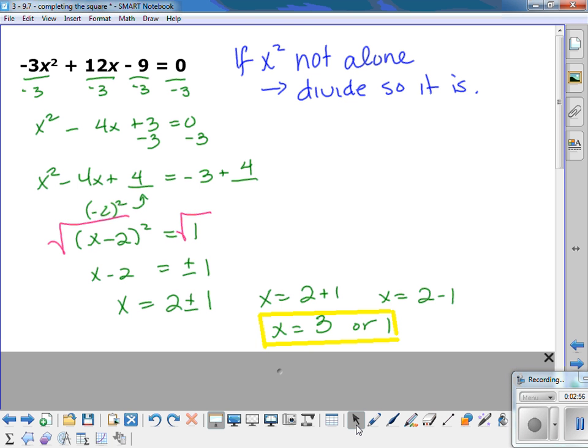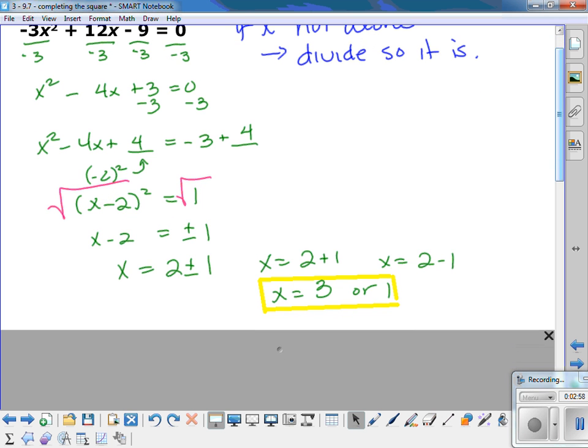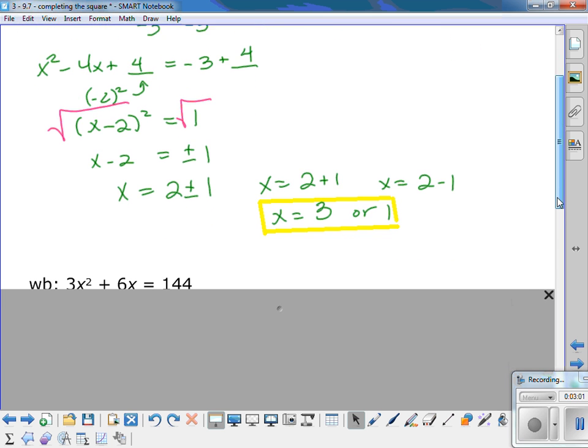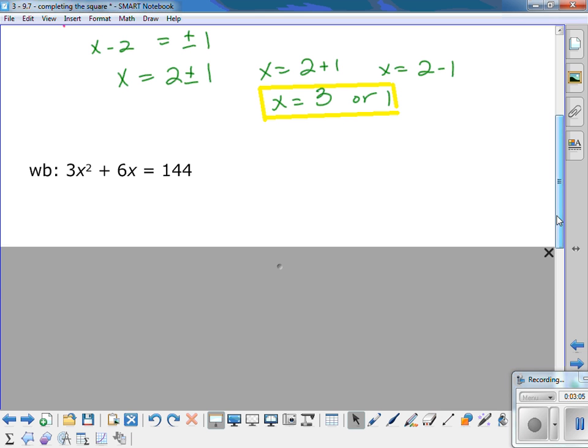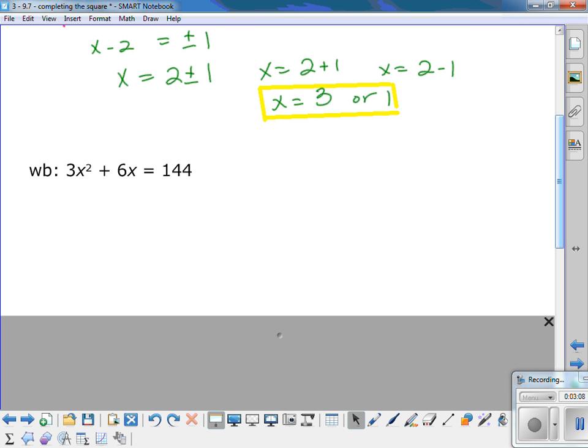Okay, so I'm going to have you guys try one on your whiteboards. Is the x squared alone? No, it's not. So what do we have to do? What are we going to do? Divide it out. And if you guys want to show me steps along the way just to make sure you're doing it right, you can show me your steps along the way. You don't have to wait till the very end to show me your whiteboard.